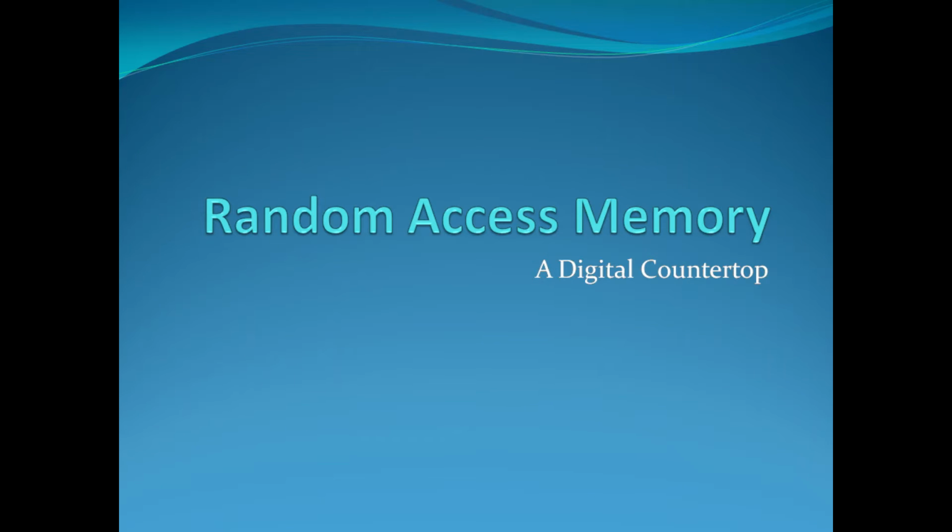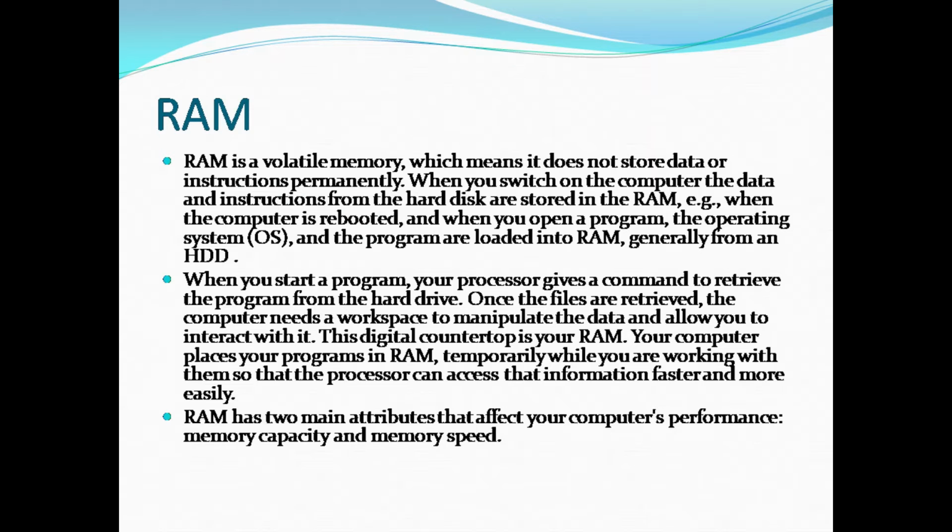A digital counterpart where the data manipulation is carried out is the random access memory of the computer. To know what random access memory is, you are welcome to RAIN Computer. Random access memory is a volatile memory, which means it does not store data or any instructions permanently.